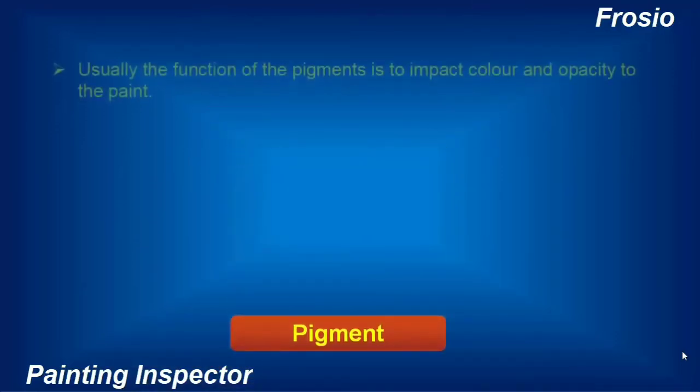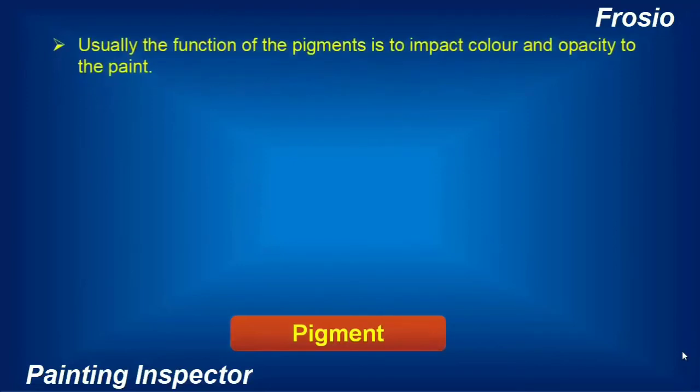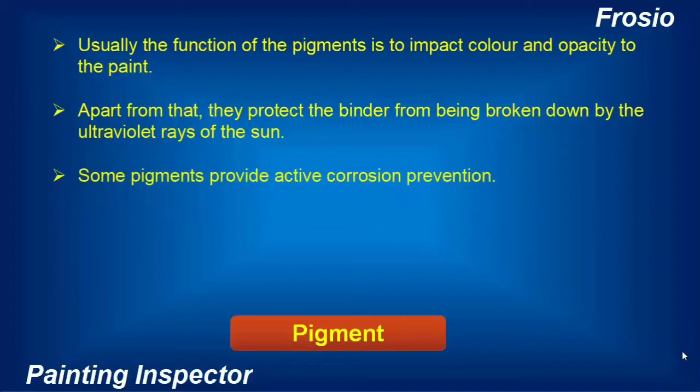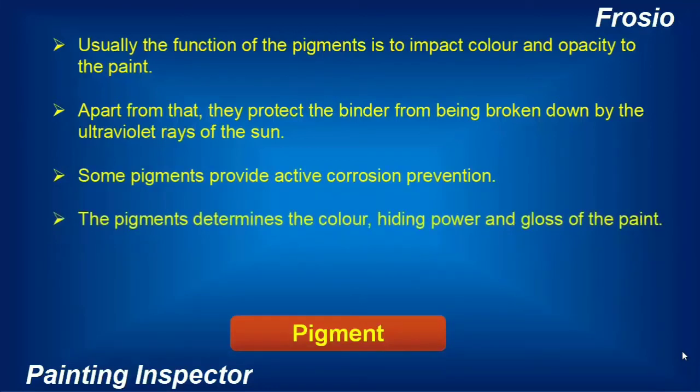The binder determines the film-forming process of the paint. Pigments. Usually the function of the pigments is to impart color and opacity to the paint. Apart from that, they protect the binder from being broken down by the ultraviolet rays of the sun. Some pigments provide active corrosion prevention. The pigments determine the color, hiding power and gloss of the paint.